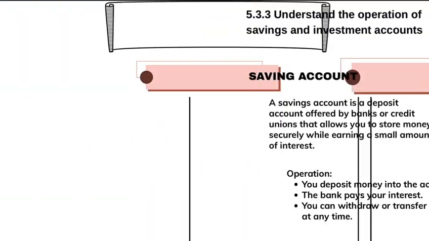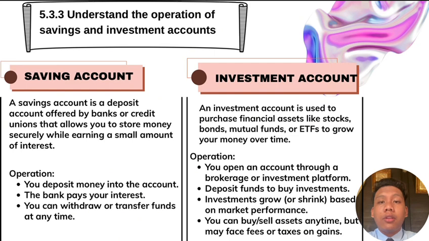So in this part, I want to talk about the saving account and the investment account. The saving account is a deposit account offered by the bank that allows you to store your money securely while earning a small amount of interest. How does it operate? You can deposit money into your account anywhere and anytime. Then the bank will pay your interest monthly or annually, and you can withdraw and transfer funds anywhere and anytime. Every bank has a limit for withdrawal, which is 5,000 per month or 500 per day.